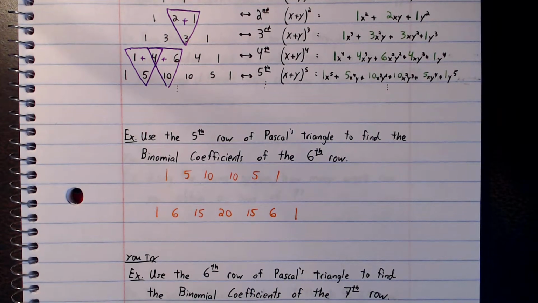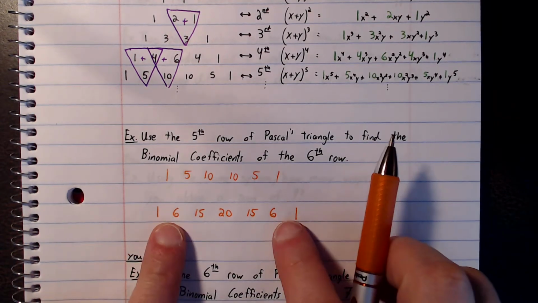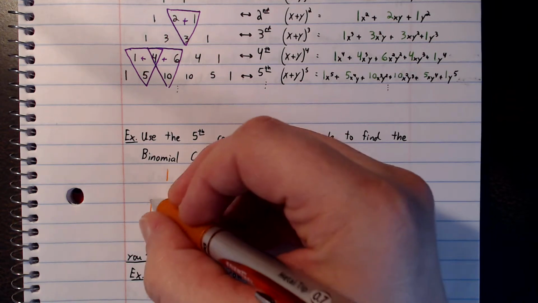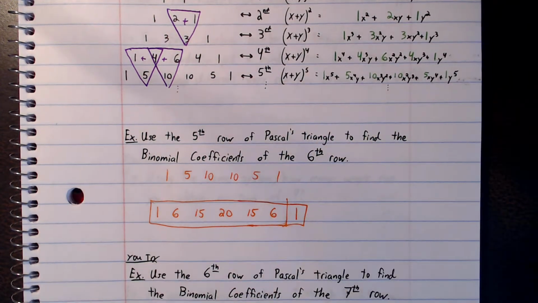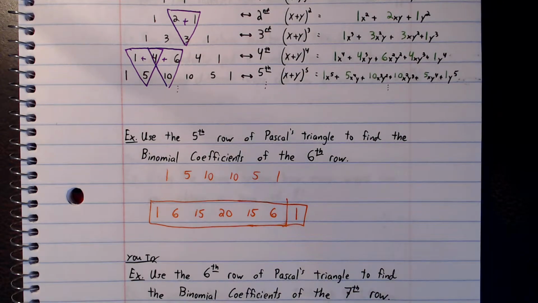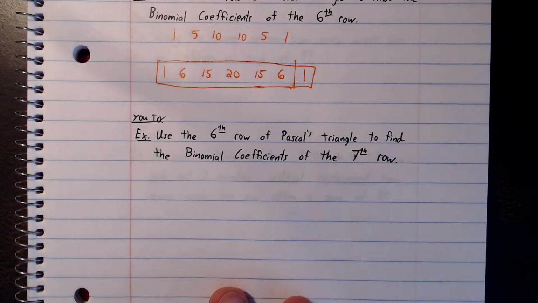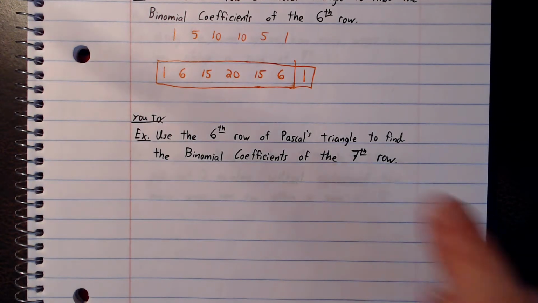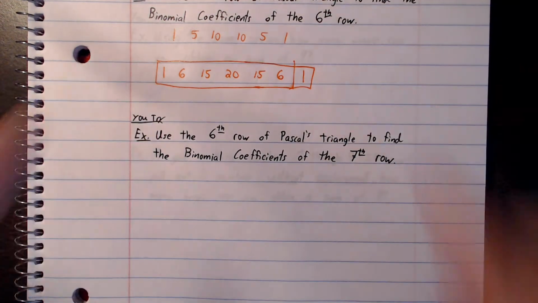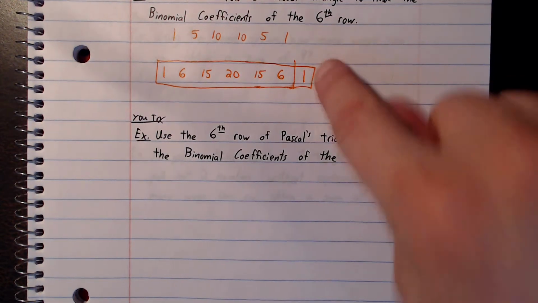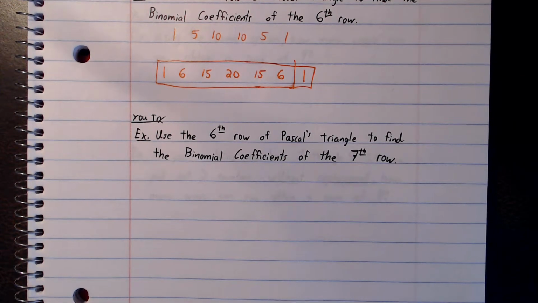It should be symmetrical, which it is. 1, 6, 15, and then 20. Oops, missed one. That's your 6th row of Pascal's triangle. Your problem asks you to find the 7th row. So you need this that we just found. You're going to find the binomial coefficients for the 7th row. You're including that 1. I'm sorry that I chopped it off.